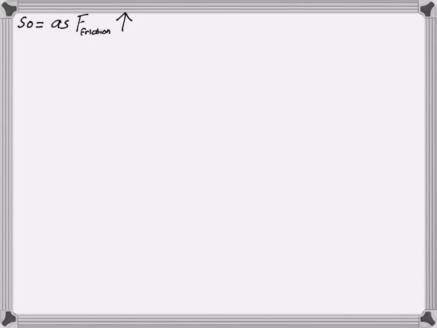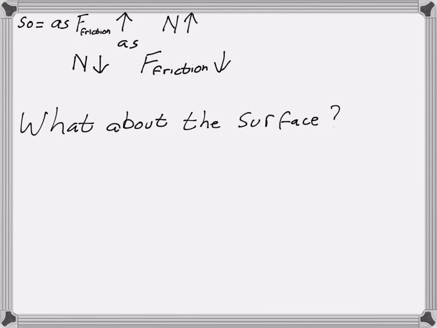So when we looked at that relationship, as friction went up, normal force went up. Or to look at it another way, as normal force would go down, so would the force that friction required. So the question we have to ask then is, what do we know about the surface? Because everything we've talked about so far is the force of friction and the normal force. We haven't even mentioned the surface.